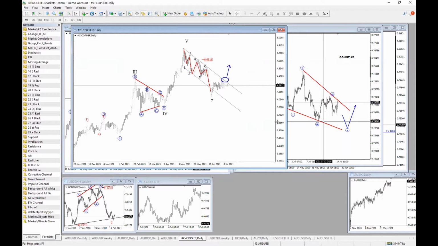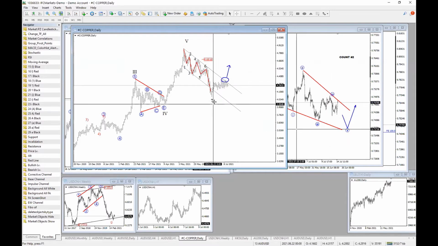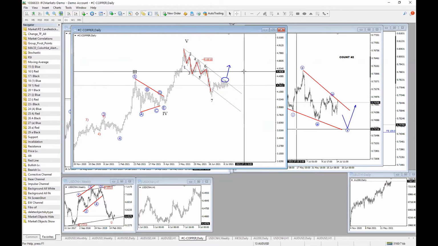And while the Aussie is still trading close to the lows, if this one can break higher through this trend line resistance, then I think that sooner or later Aussie will be pulled higher as well.